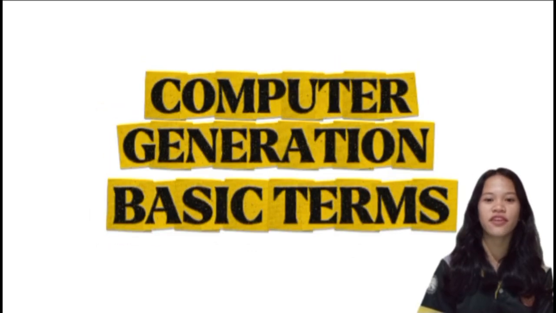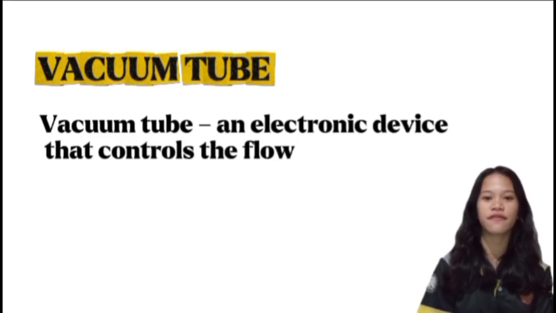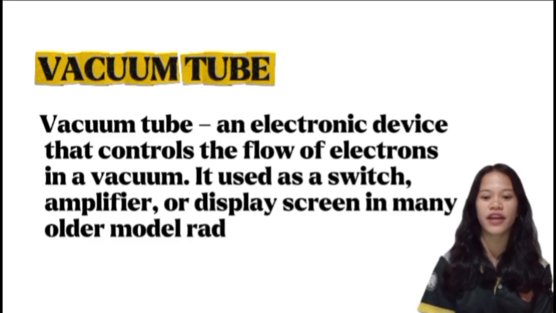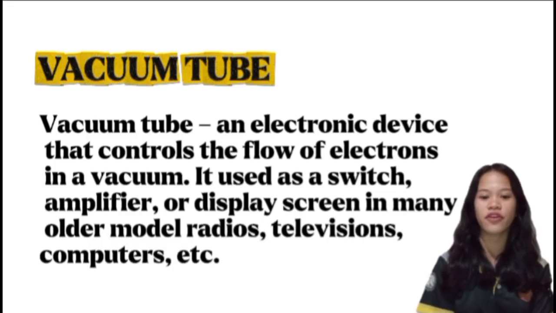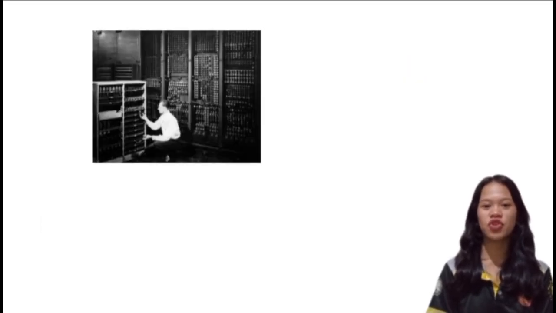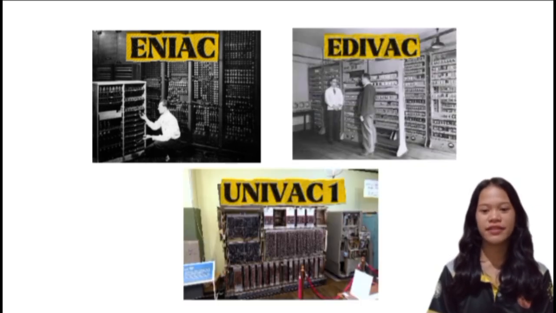So let's talk about the computer generations in their basic terms. First is the vacuum tube, an electronic device that controls the flow of electrons in a vacuum. It is used as a switch, amplifier, or display screen in many models of radios, televisions, computers, etc. The vacuum tube works by controlling the flow of electrons through a vacuum using thermionic emission. The most common examples of vacuum tube computers are the ENIAC, EDVAC, and UNIVAC 1.